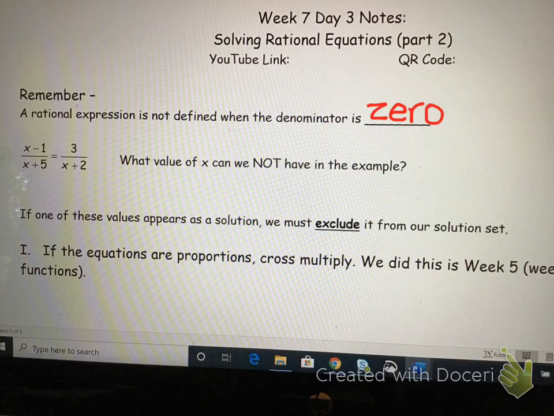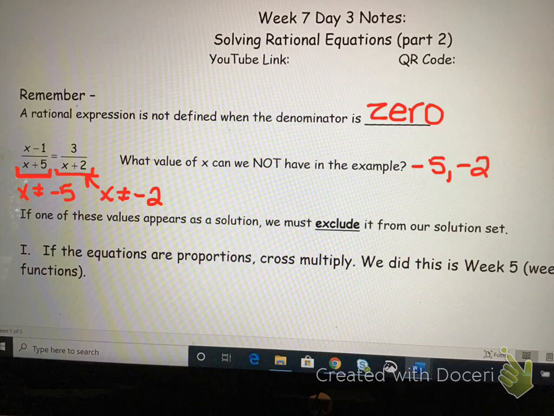And hopefully you are looking at the two denominators. This first denominator right here, you can't be allowed to plug in x is negative 5 because negative 5 plus 5 would put a 0 into that denominator. And this second denominator right here, x would not be allowed to be equal to negative 2 for the same reason. It would make that denominator 0. So negative 5 and negative 2 are the two excluded values for this proportion.